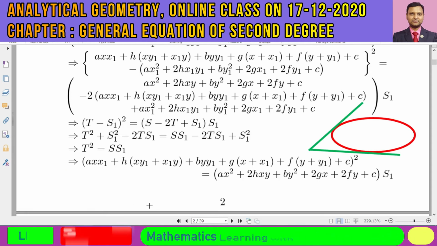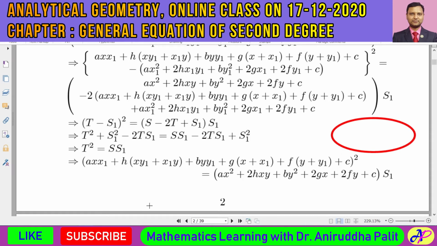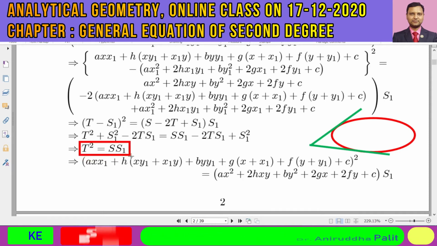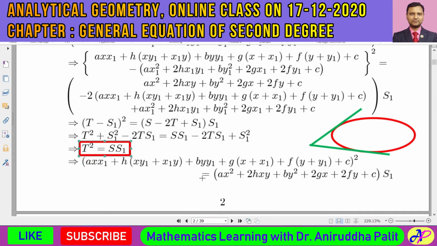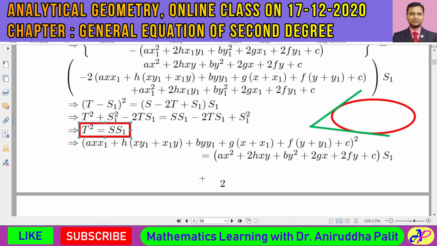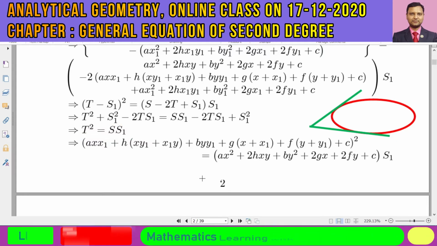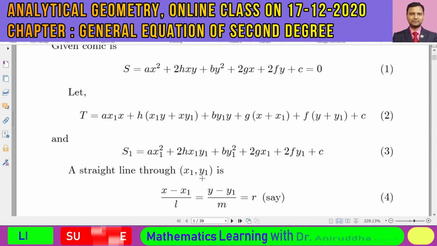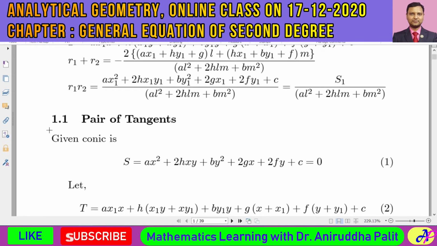So we actually get two different tangents through this equation. So we can say that this is actually the equation of the pair of tangents drawn from this point. This is one tangent and this is another tangent. We actually get the equation of a pair of tangent, and that equation would be this kind of equation: T square is equal to S S1. So this is actually a standard formula. You please remember this formula: T square is equal to S S1. Got it? So in this way, we actually get a pair of tangent. This is the pair of tangent.